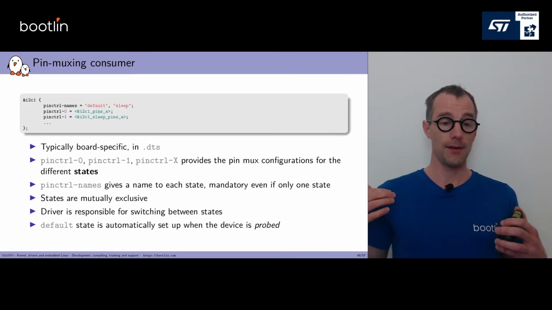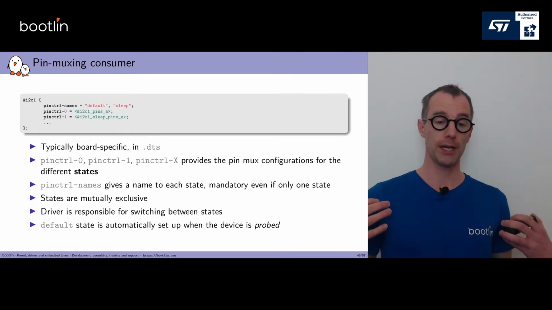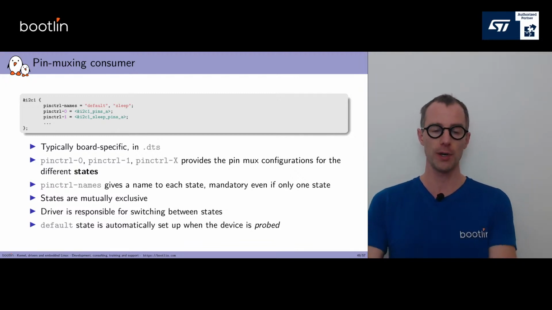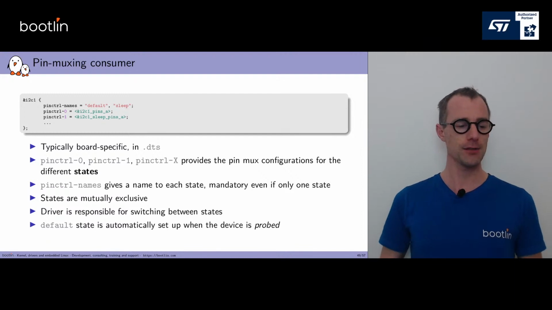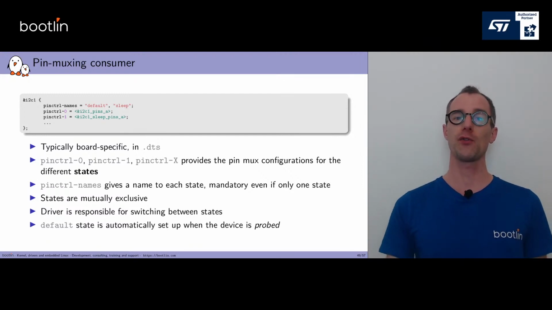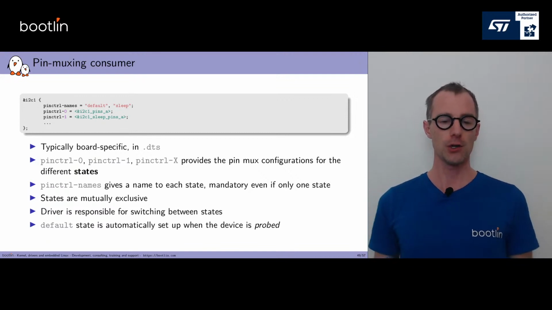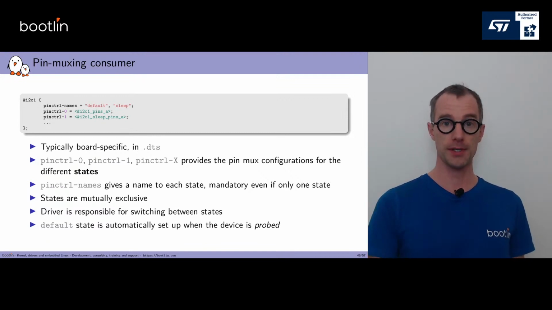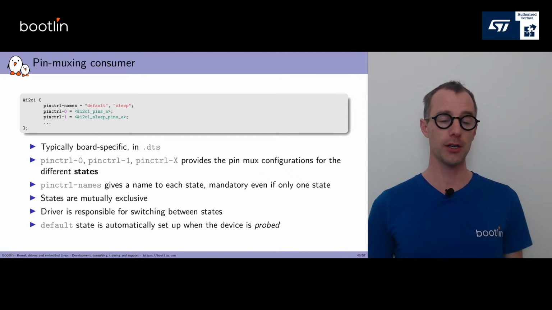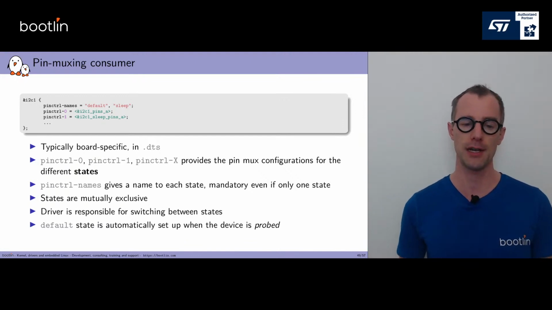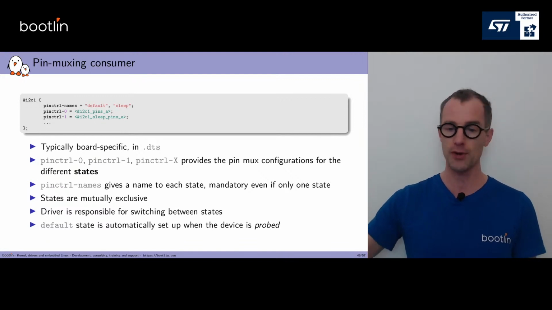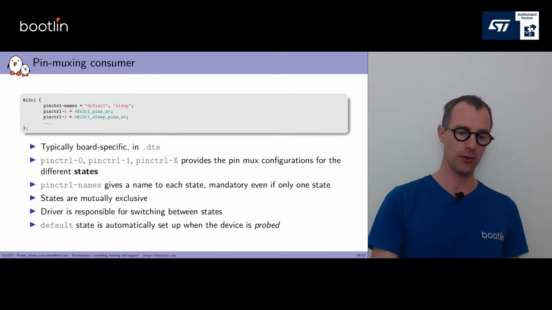Now, in our board, when we create the schematics of the board, we decide which pins are going to be used for what. And so we will have to tell in our board DTS which specific pin configuration we will use. So when we describe the I2C bus on our board DTS, we will have to use these pin control properties that are visible on the slides. Pin control 0, pin control 1, pin control 2, pin control 3, etc., and pin control names.